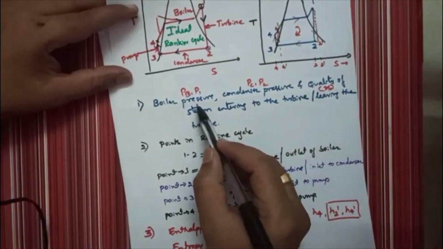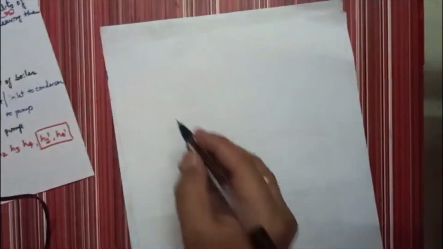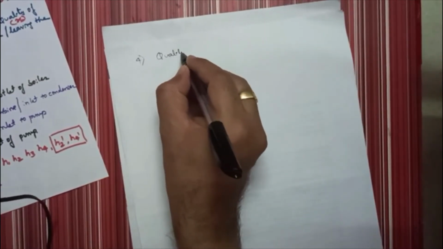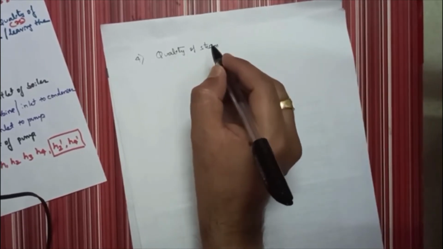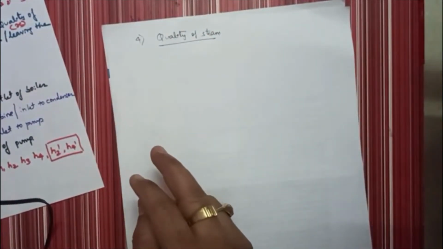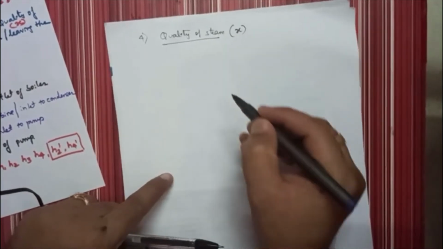As I told you, in the numericals, he will give boiler pressure, condenser pressure or quality of steam. So coming back to point number 4, quality of steam, very important. Quality of steam will be represented by X.